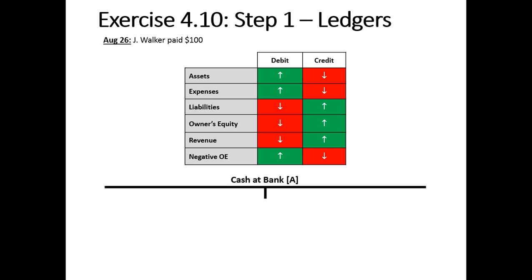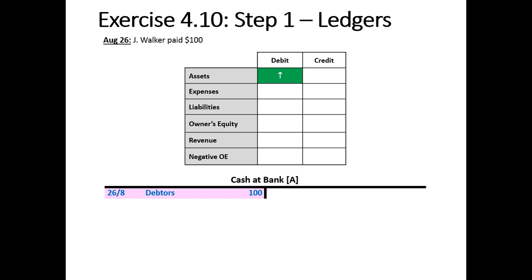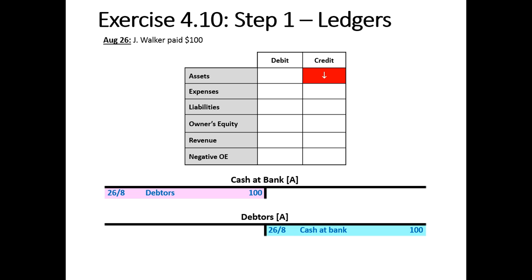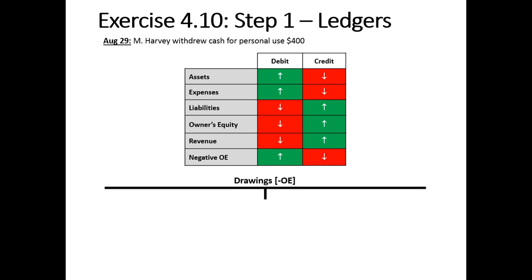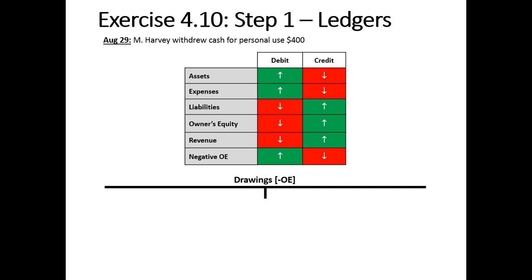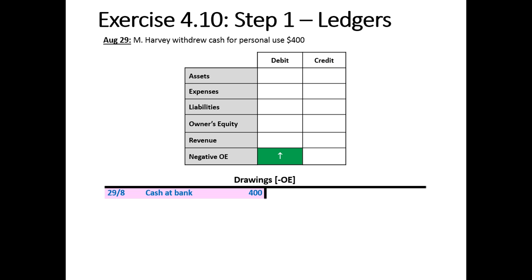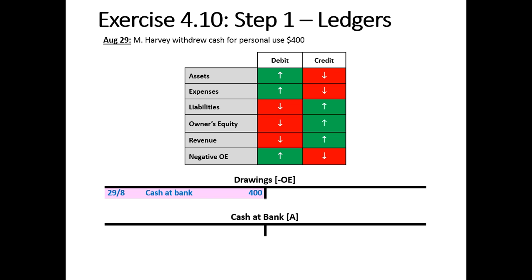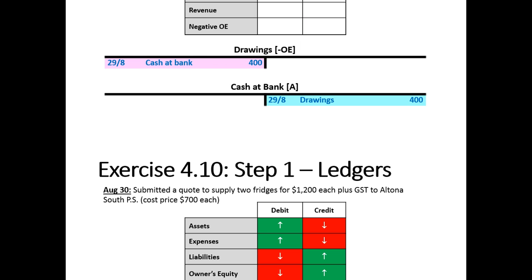Jay Walker paid $100. This is one of our debtors, so we've got more money in the bank, so bank's going to increase, but debtors will decrease by $100, and just again reminding you that there's no GST on receipts from debtors. M. Harvey withdrew cash for personal use, so the owner's taken out drawings, which are a negative owner's equity, and they go up on the debit side, and that decreases the firm's bank account.